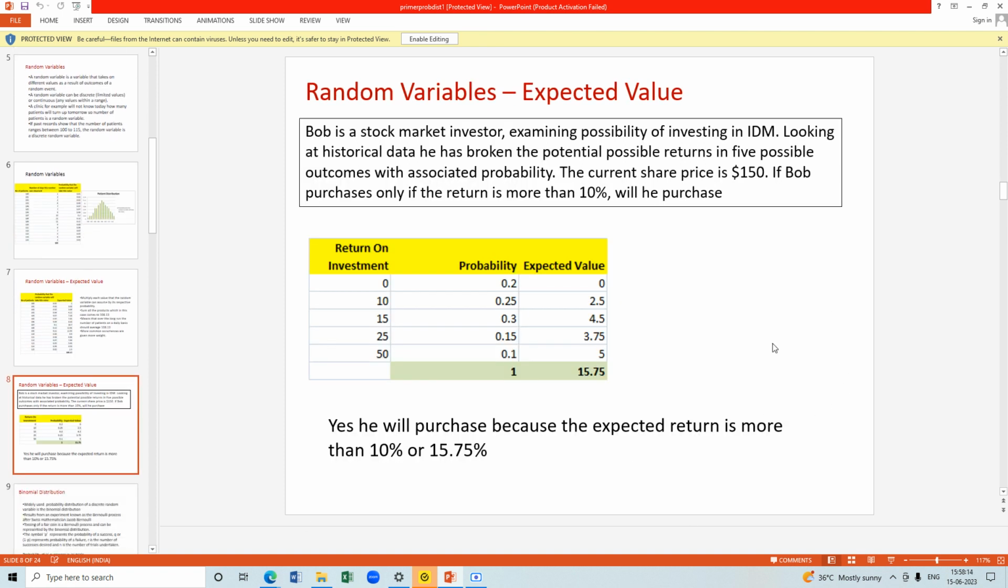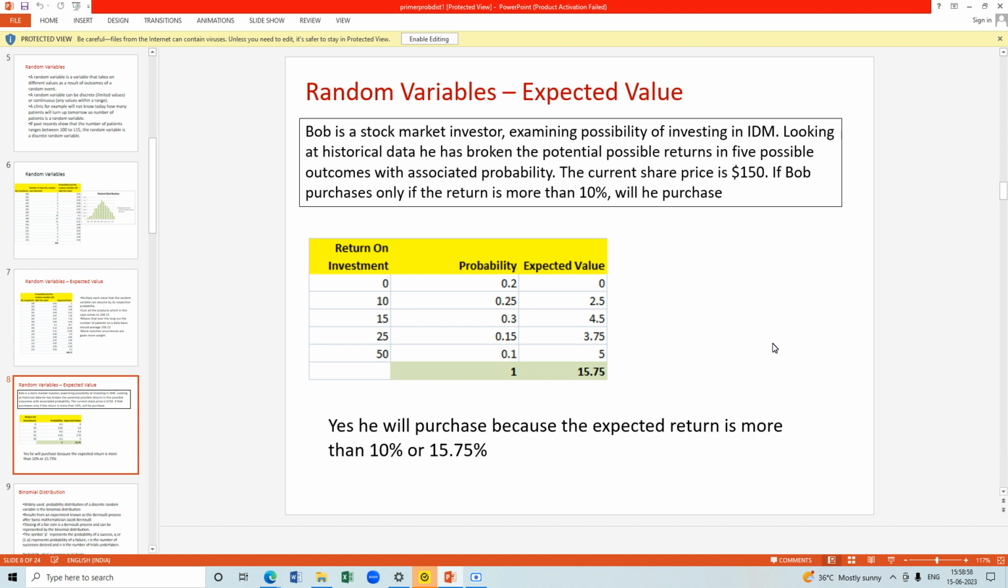Let's take another example. You have a stock market investor, Bob, who's examining the possibility of investing in a stock called IDM. He's had a look at the historical data and slotted the return basically in 5 buckets, which are 0, 10%, 15%, 25%, and 50%. Based on the frequency, like what we calculated earlier, he's got the probabilities of 0.2, 0.25, all the way up to 0.1, and all the probabilities add up to 1. So the expected value will be return times the probability, which adds up to 15.75.